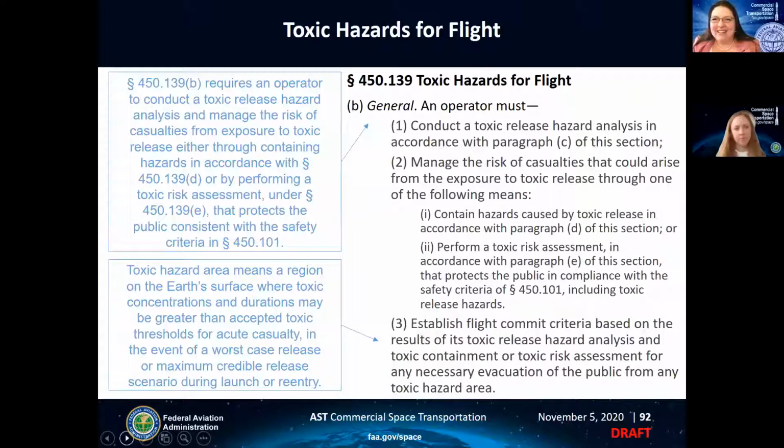Item 3 is to establish a flight commit criteria based on the results of its toxic release hazard analysis and either toxic containment or risk assessment for any necessary evacuation of the public from any toxic hazard area. And a toxic hazard area is defined as a region on the Earth's surface where the toxic concentrations and durations may be greater than accepted toxic thresholds for acute casualty in the event of a worst case or maximum credible release scenario during launch or reentry. Next slide, please.